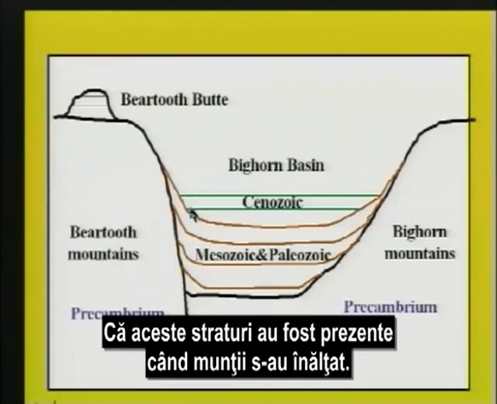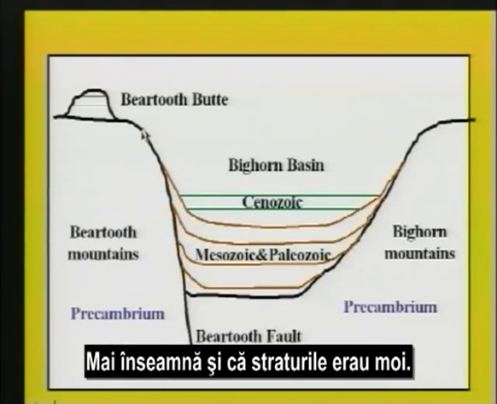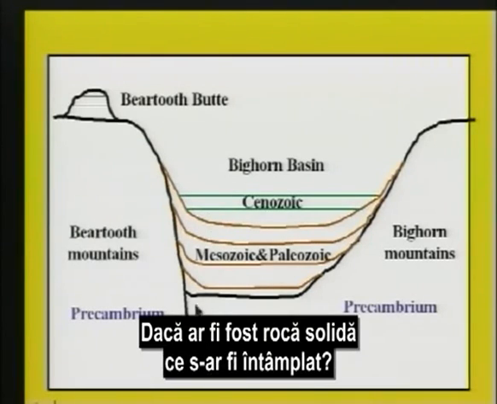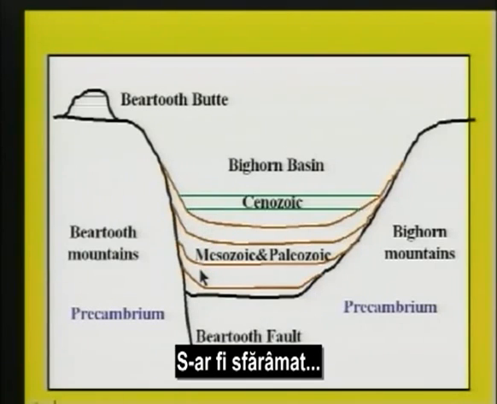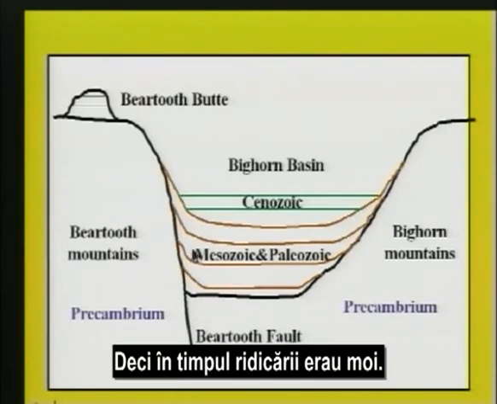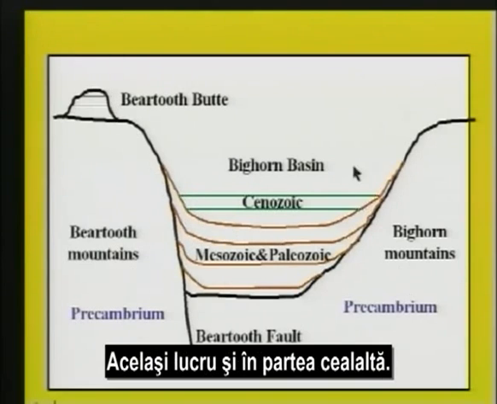It tells you that those layers were there when this mountain was uplifted. Is that right? And it tells you that they were soft, or else what would happen if they were solid sheets of rock? They would just break up into blocks, right? So they were soft when they were uplifted. And on the other side over here.